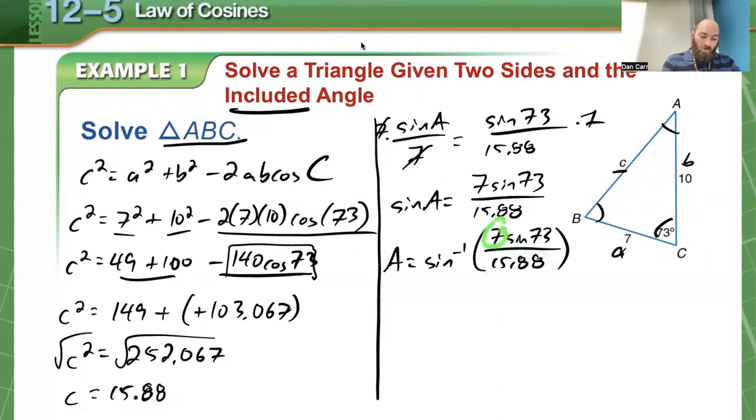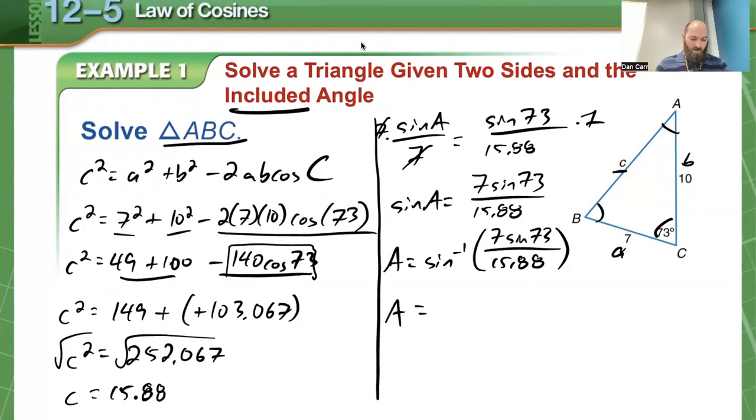So when you go through, you're going to do 7 times sine 73. Then when you do the division part, make sure you go back, kind of arrow up in your calculator and use that 15.88 number. Okay, so that means for angle A, I'm going to have inverse sine of 7 times sine of 73 divided by my 15.88 number.